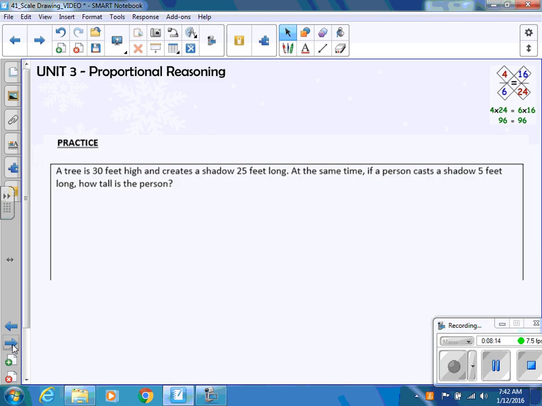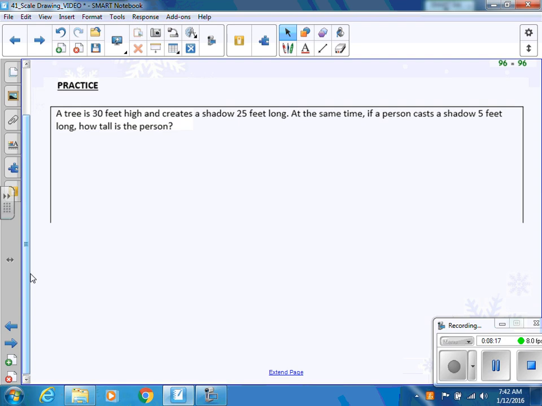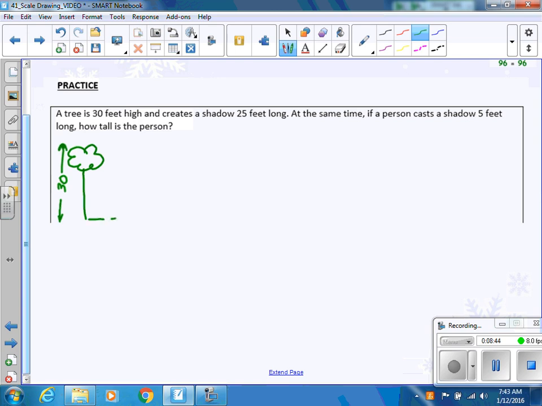Okay, the other kind of scale drawing questions is something like this, where it says a tree is 30 feet high and creates a shadow 25 feet long. At the same time, if a person casts a shadow 5 feet long, how tall is that person? So that means that if I have, I'm going to draw pictures because I'm a visual learner. So I've got this tree here. And it's saying that my tree is 30 feet tall. And it casts a shadow that is 25 feet long. So they're saying that here's my height of my tree and here's my shadow.